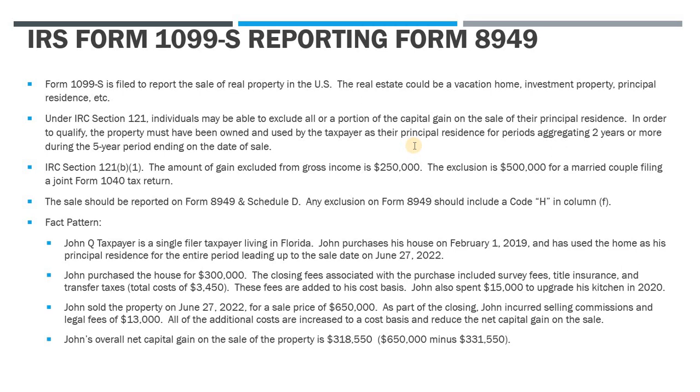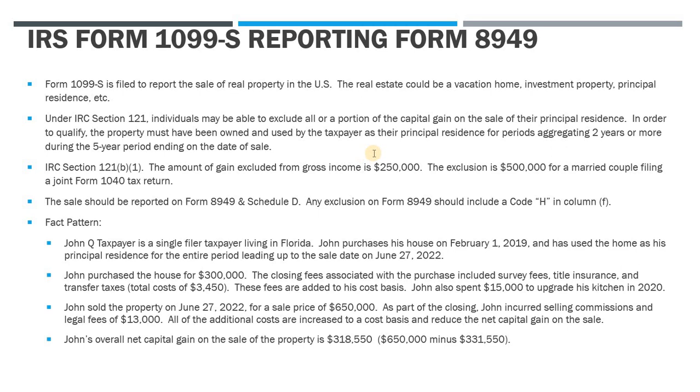So what does that mean? Basically, you look back 5 years and ask yourself, okay, did I use this property as my principal residence, my main home, for at least 2 years out of that 5? Now, it doesn't mean you need to own it all 5, right? If you buy a property and you use it as your home for 2 years and then you sell it, that still counts, right? Because you owned it for at least 2 years, you lived in it for 2 years, so you can sell it and still get the principal residence exclusion.